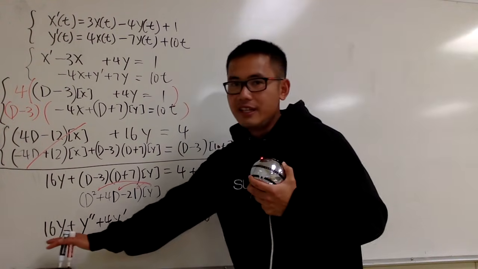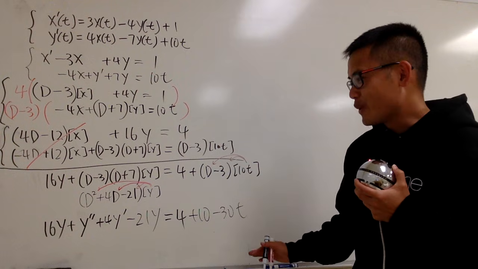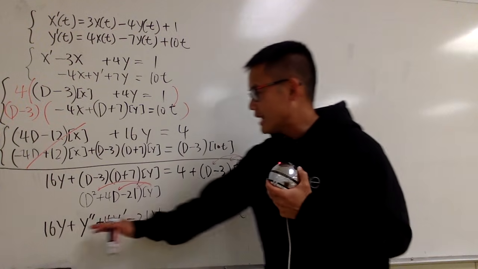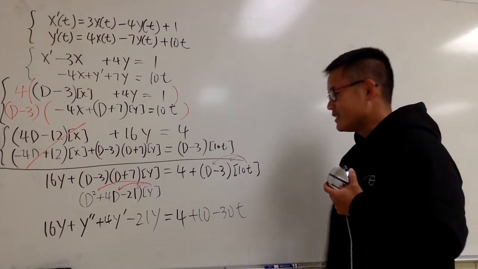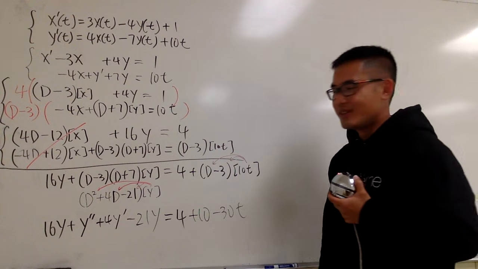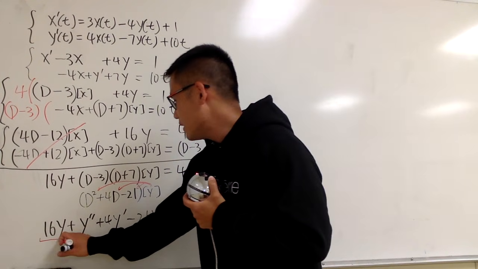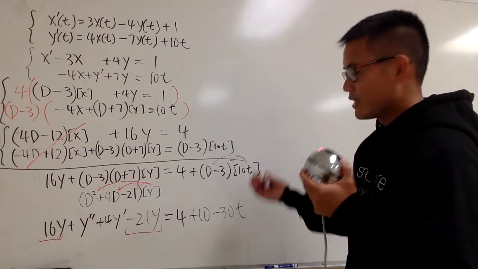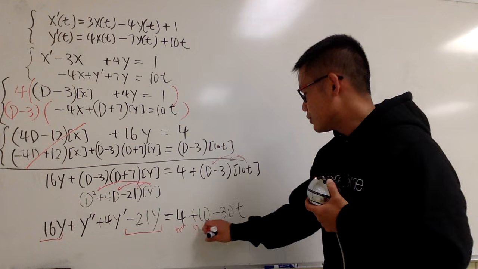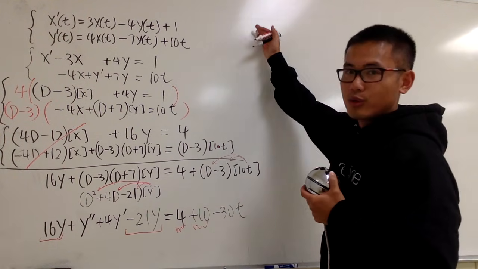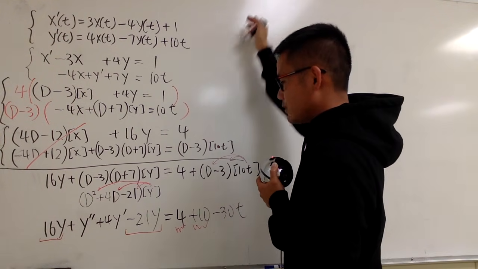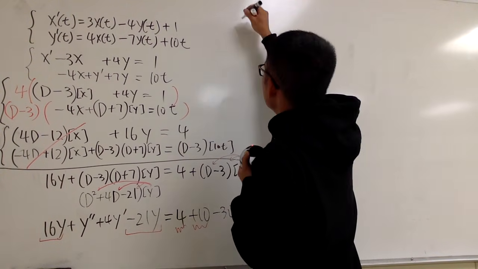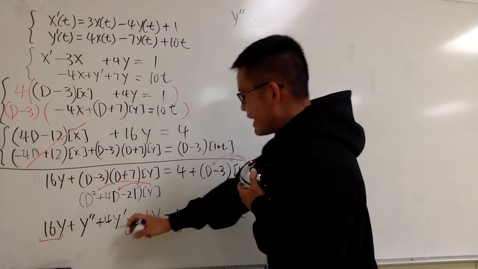Now, as you can see, this is just a differential equation. It's second order, because you have the y double prime. But the good thing is that it has only y's, and also the t. Let me combine like terms right here for you first. I see that I have the 16y and the negative 21y, and I can combine like terms. Likewise, here I can just add these two together. Let me put down the result right here. So here we have y double prime, and then plus 4y prime.